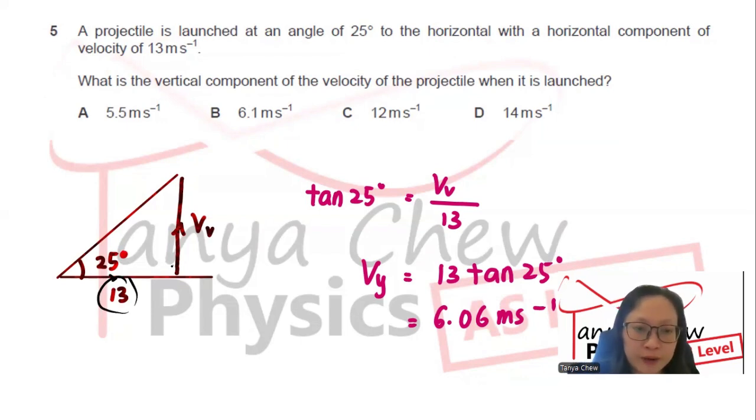So whenever you label everything, this is a right angle triangle. I use tangent, opposite over adjacent, and I make v in the y direction the subject. So v in the y direction is 13 tan 25 degrees. So my answer is 6.06 meters per second, or B is the answer.